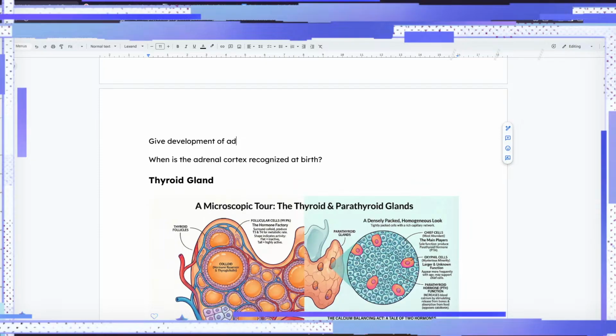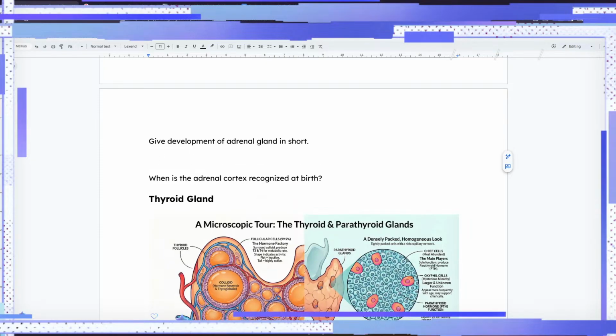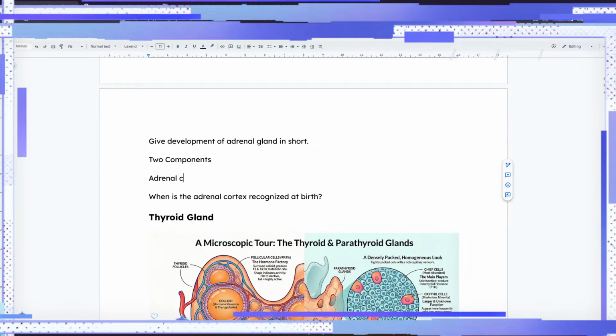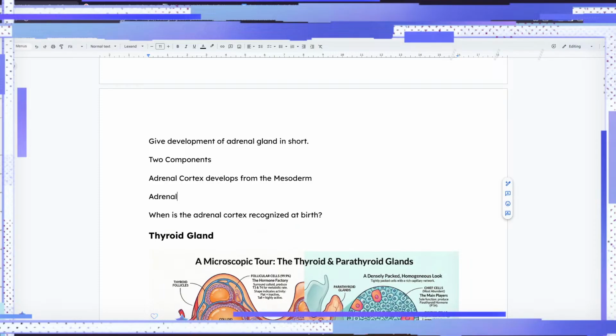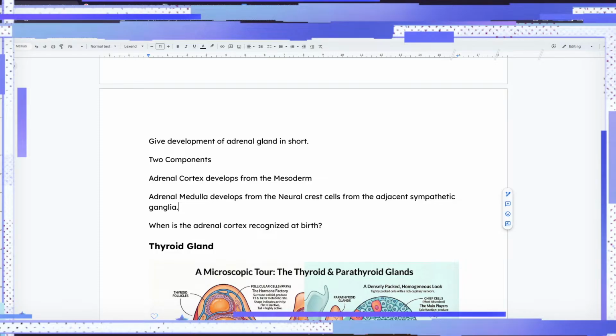So the perfect answer is right in front of me. The adrenal cortex develops from mesoderm, and the adrenal medulla develops from the neural crest cells from the adjacent sympathetic ganglia. Perfect. Love it.